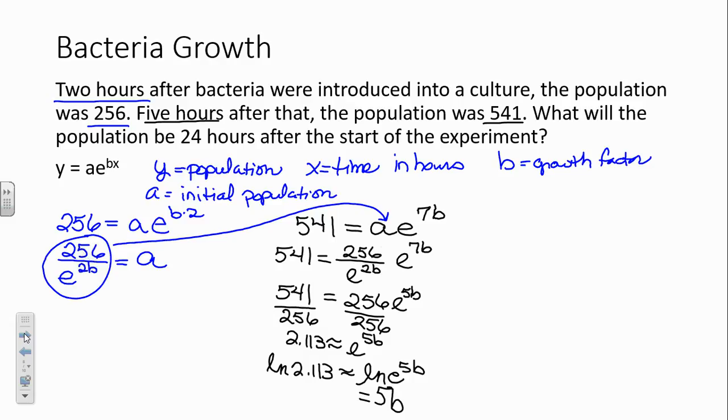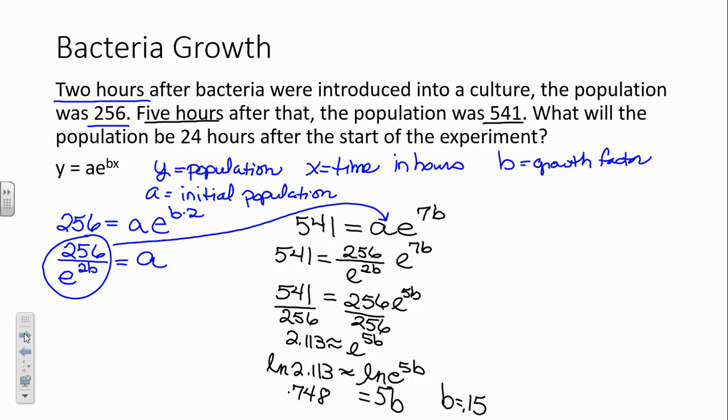On the left-hand side, the natural log of 2.133, etc., is the natural log of our answer, 0.748. We divide by 5. We get our growth factor, 0.1496, or 1.15. I'm going to keep it as 0.1496, rounding to 3 places, 0.15.